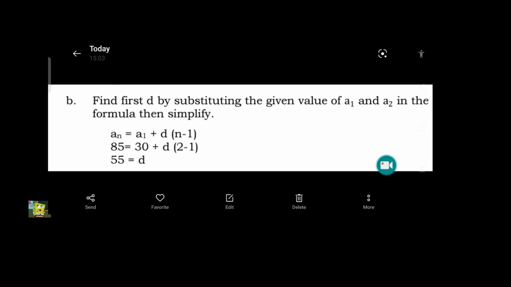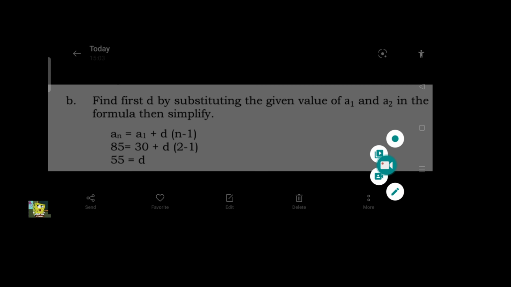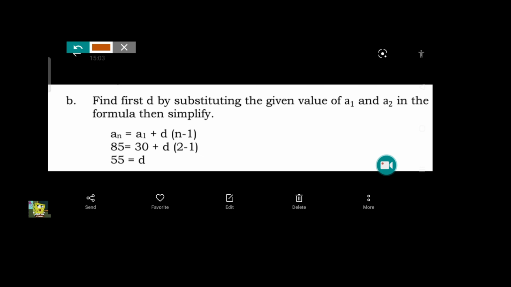a sub 1 equals 30, a sub 2 equals 85, and a sub 3 equals 140. Solution letter B. Find first the common difference d by substituting the given value of a sub 1 and a sub 2 in the formula, then simplify.